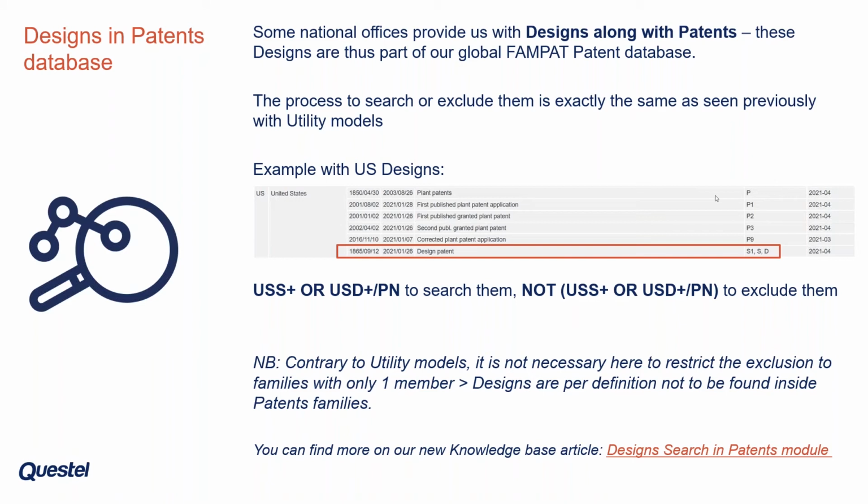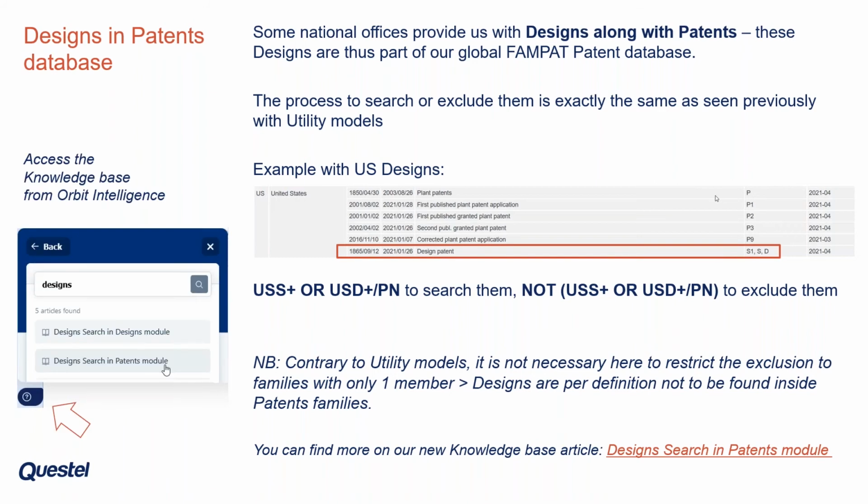Note well, contrary to utility models, it is not necessary here to restrict the exclusion to families with only one member. This is because designs are per definition not to be found inside patent families. You can find more information in our new knowledge base article. This knowledge base is now accessible via the Help widget. You can see the question mark icon on the bottom left of the interface. You can click on it to access the help widget and find relevant articles.